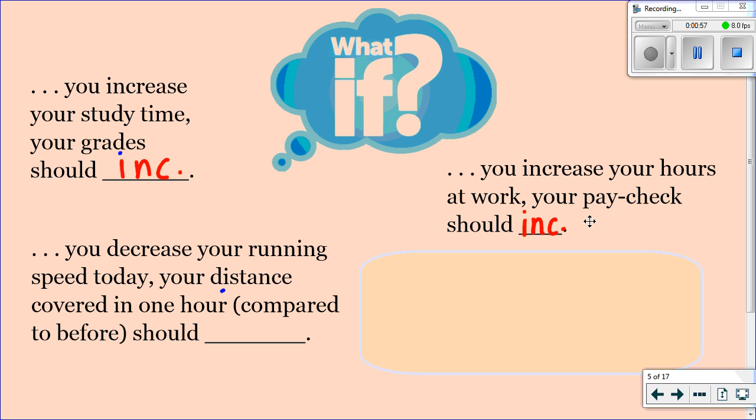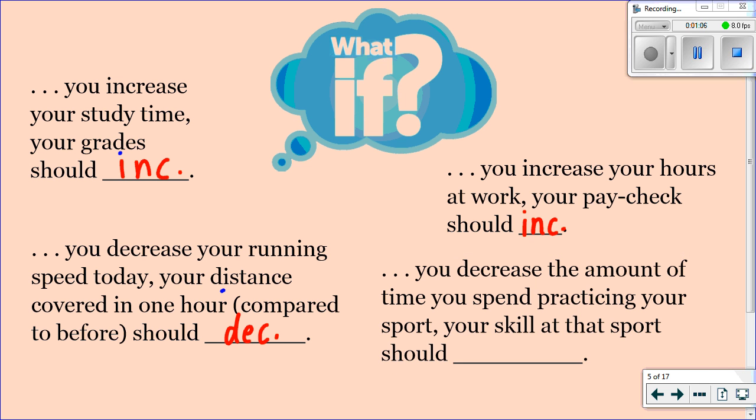If you decrease your running speed, so if you're running slower, the distance you're going to cover is going to be less, right? So the distance you run is also going to decrease. As you decrease the time you spend practicing, your skills at that sport are also going to decrease. So what's the pattern here? I see increased study time, increased grades, increased hours at work, increased paycheck, decreased speed, decreased distance, decreased time practicing, decreased skill. So hopefully you saw that pattern.